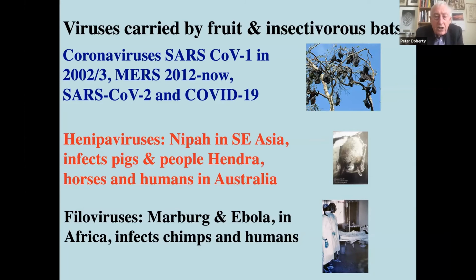But since the year 2000, 5 more human coronaviruses have come across into the human population. That is, up till 2000, there were 2.